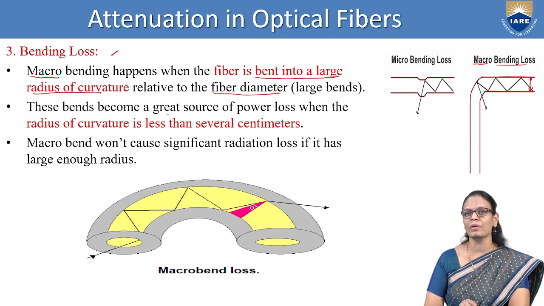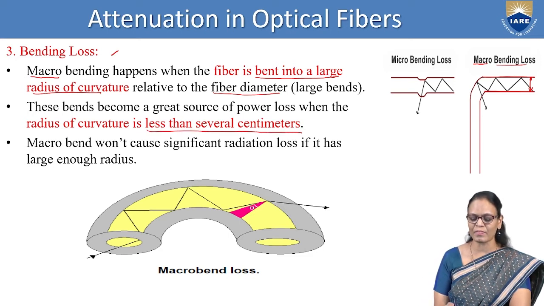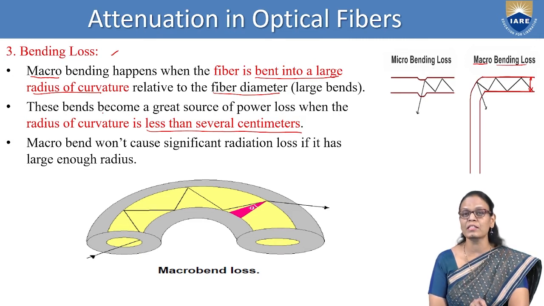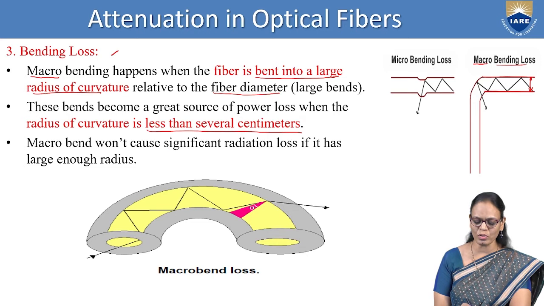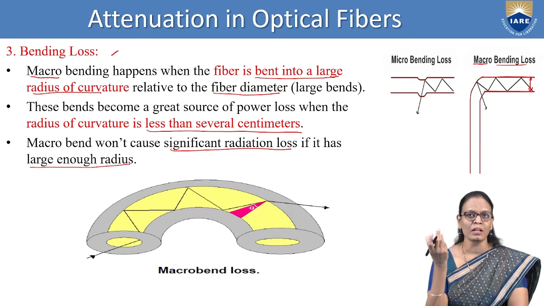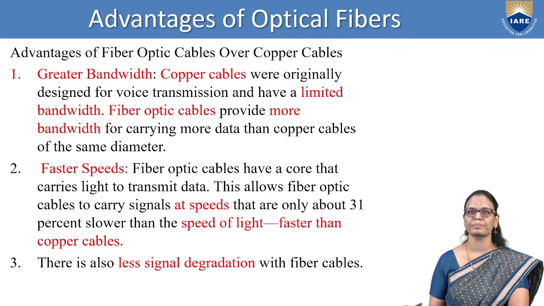These bends become a great source of power loss when the radius of curvature is less than several centimeters. When it is less than several centimeters, the loss is very high. A macro bend won't cause significant radiation loss if it has a large enough radius. So if the radius is very large, the loss due to macro bending is very small.